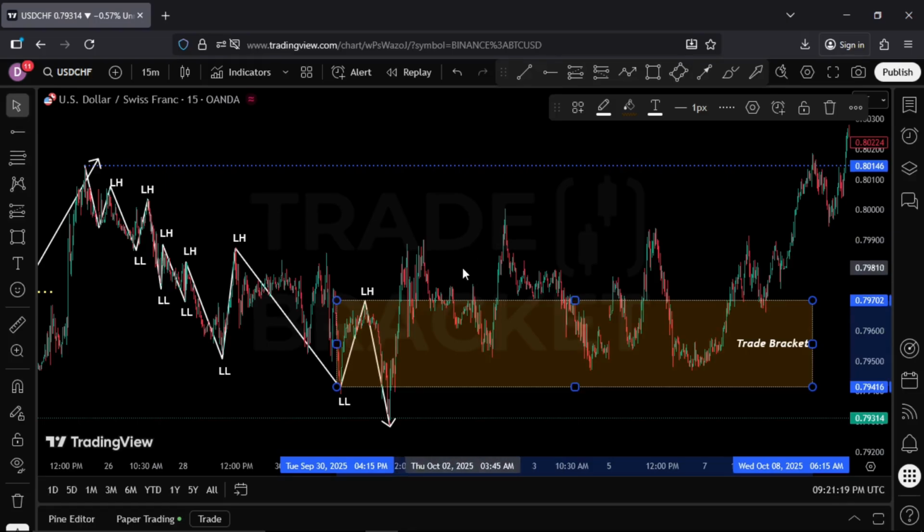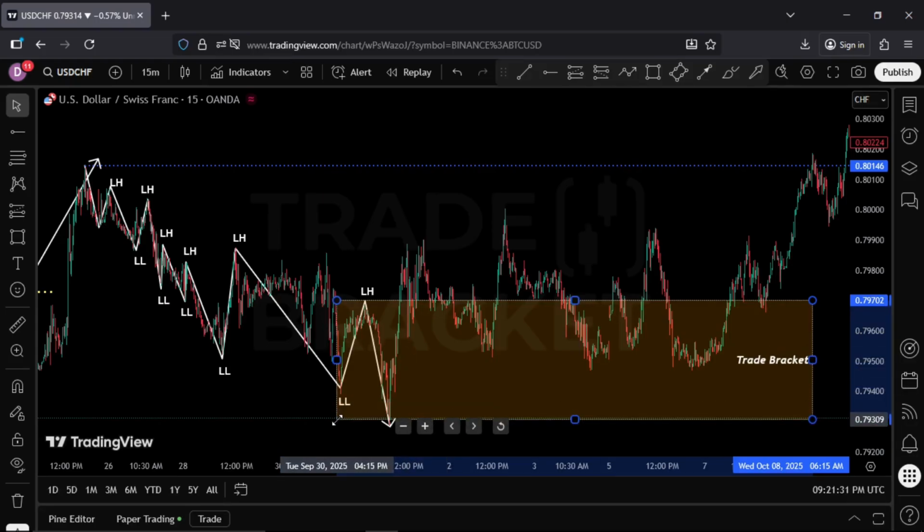Okay, so you could draw your trade bracket from the last lower high to be broken to the last lower low to be made, or you could draw it from the last lower high to be broken to the last point price reached. Both of those ways have disadvantages and advantages.